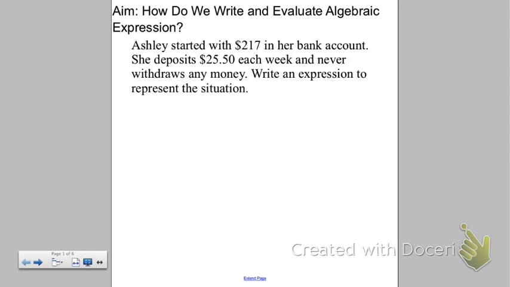So, we're going to underline or highlight some key parts. She started with $217. She deposits $25.50 each week. So we have to write an expression to represent the situation. The key thing to remember is that an expression means there's no equal or inequality sign. So an expression is just an expression. No equal sign, no inequality sign.